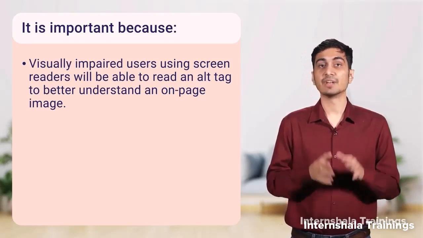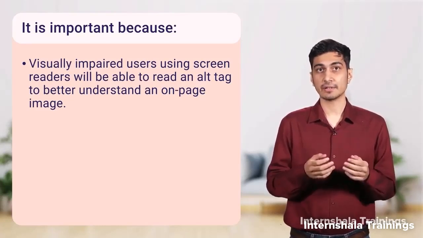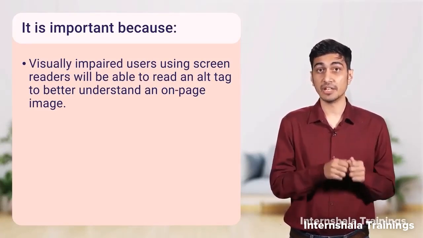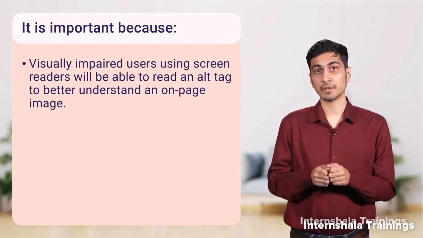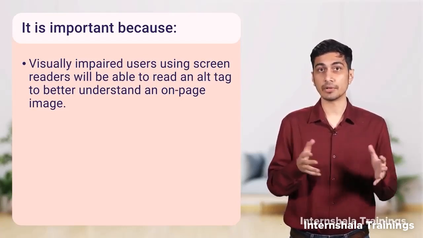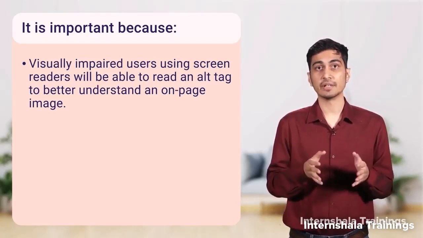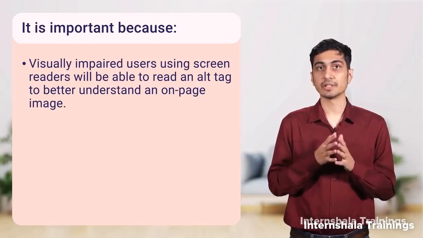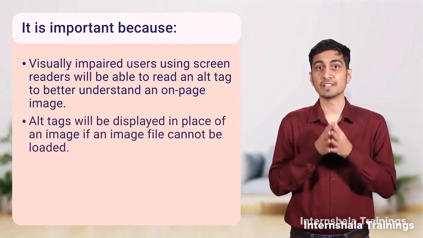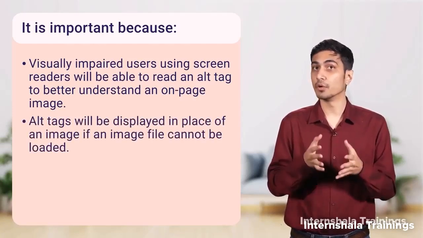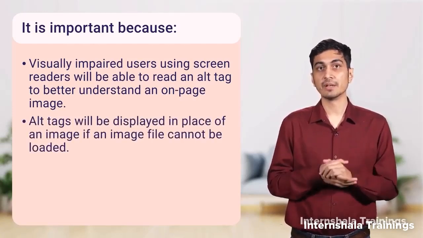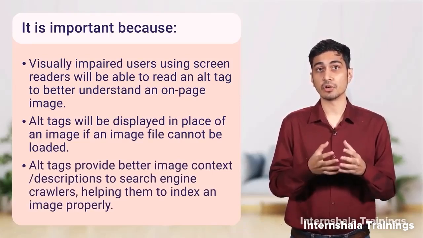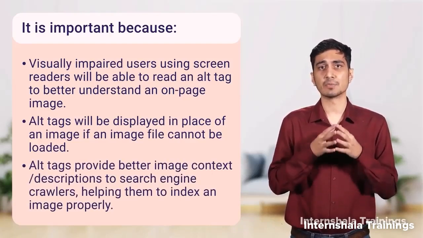For example, if an image alt tag has the text 10,000 plus internships with a stipend, it will be read out by the screen reader for the visually impaired user so that they can understand what the image is all about. If there was no image alt text, then the user won't be able to understand the image at all. The second point is that alt tags will be displayed in place of an image if an image file cannot be loaded. The third one is that alt tags provide better image context or descriptions to search engine crawlers, helping them to index an image properly.